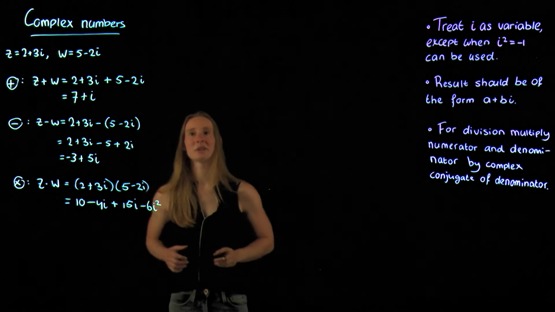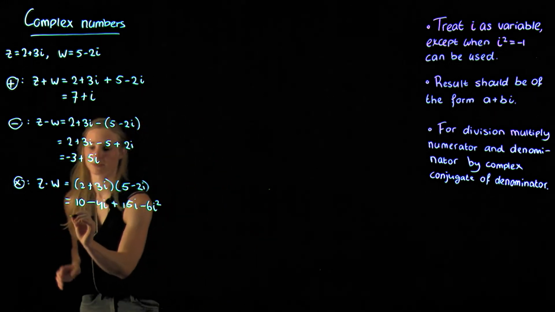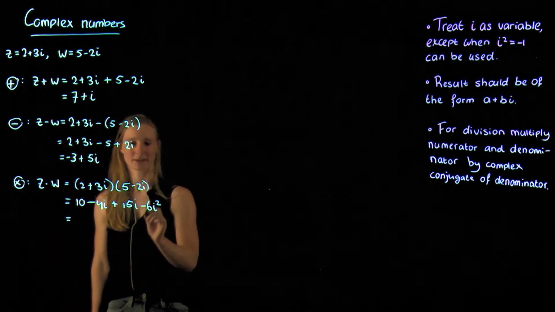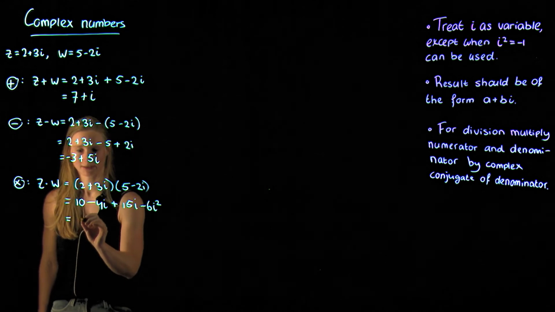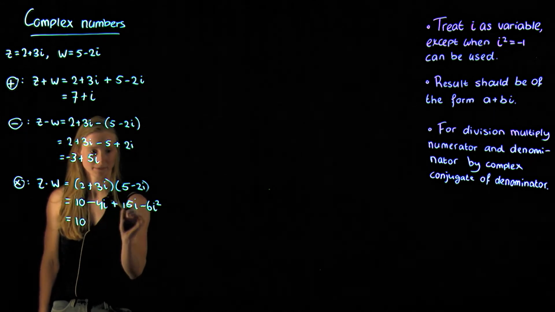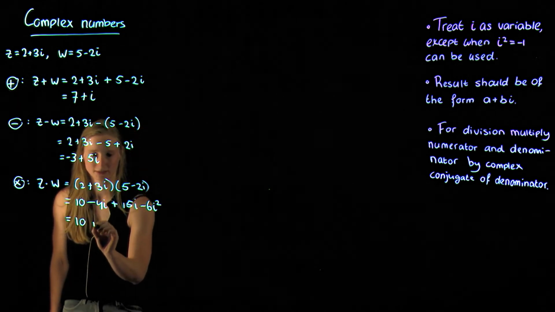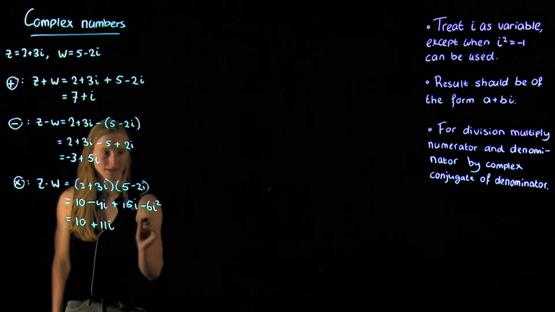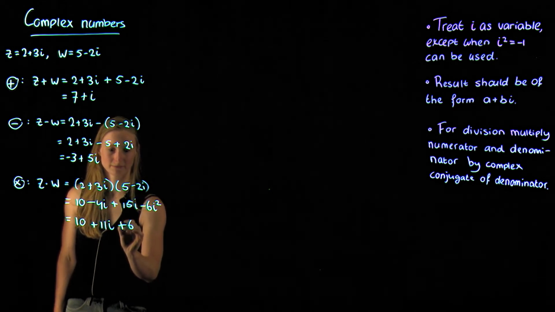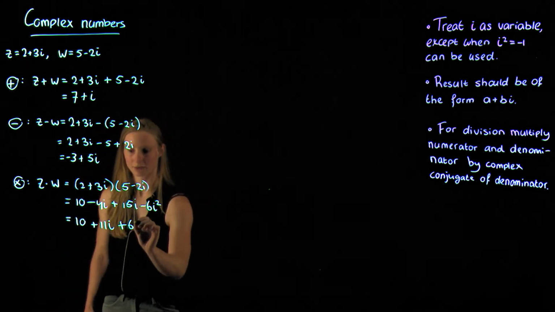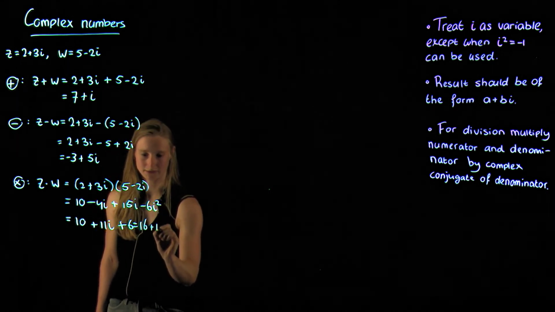So finally we run into something interesting, so we get an i squared. So we will simply, like I said before, replace this by -1. So then we get 10. Let's take these together, so minus 4i plus 15i is plus 11i. And then here we get a -1, so we get plus 6 instead of -6. So the total is then 16 plus 11i.